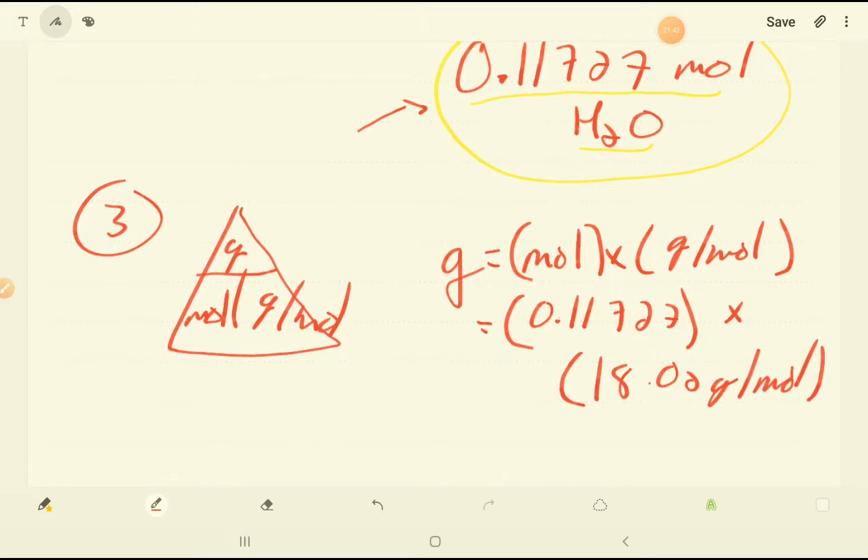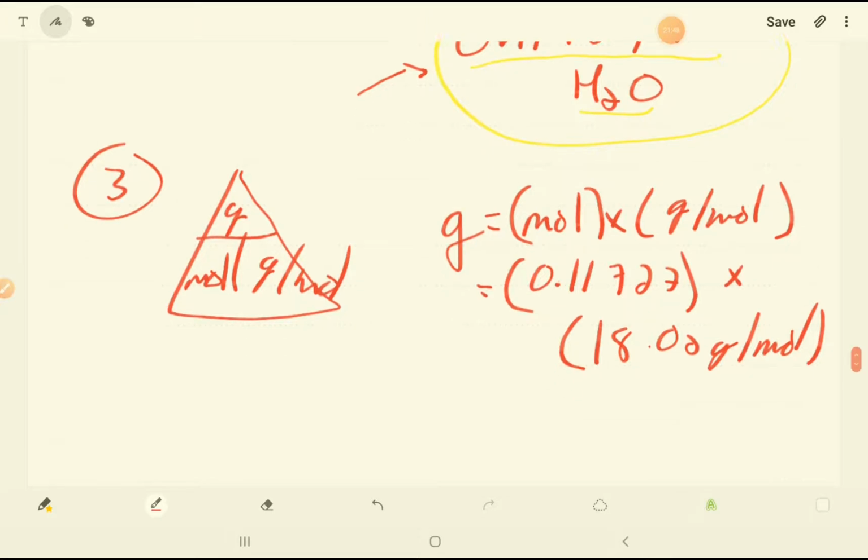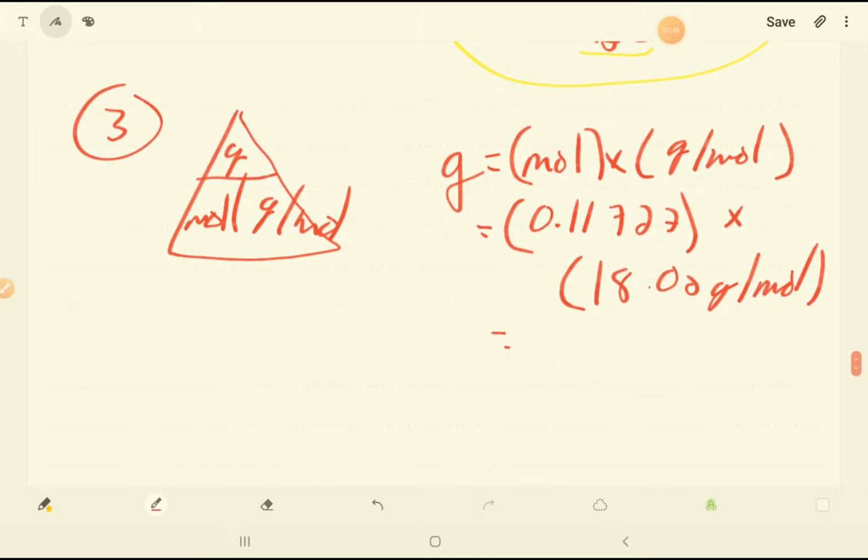If you want to take a second, pause the video and recalculate that yourself, you're more than welcome to. And finally, when we plug this in the calculator, we get about 2.113. We didn't ask for any specific digits here, so we're not being picky. We just want you to get the concept. 2.113 grams of H2O required.